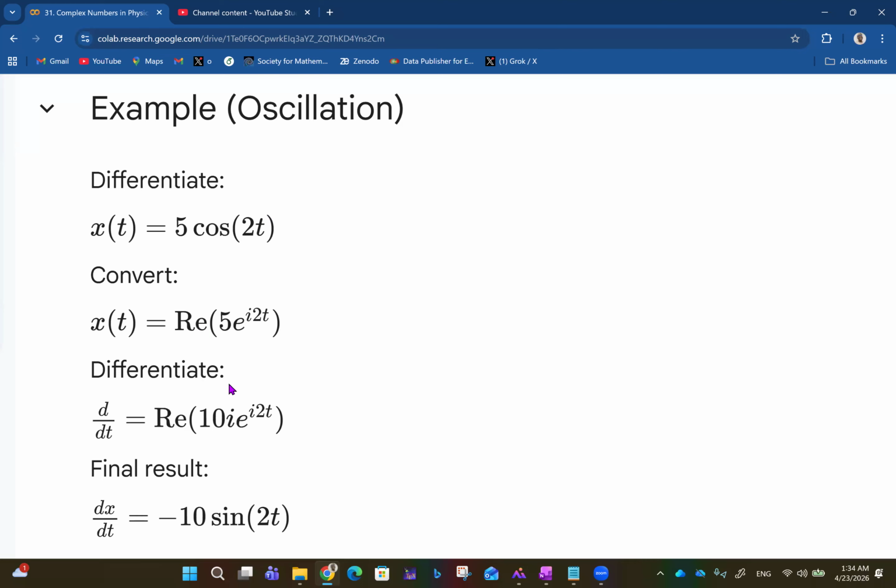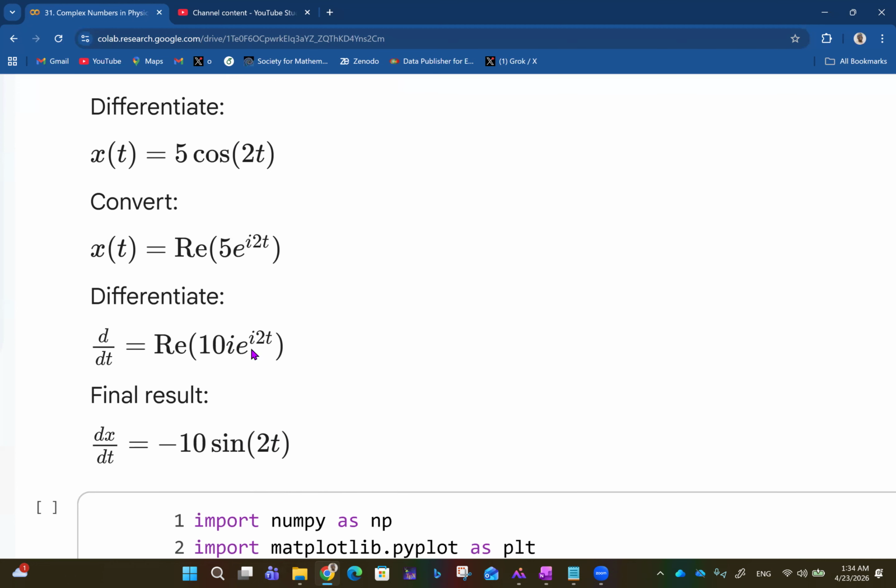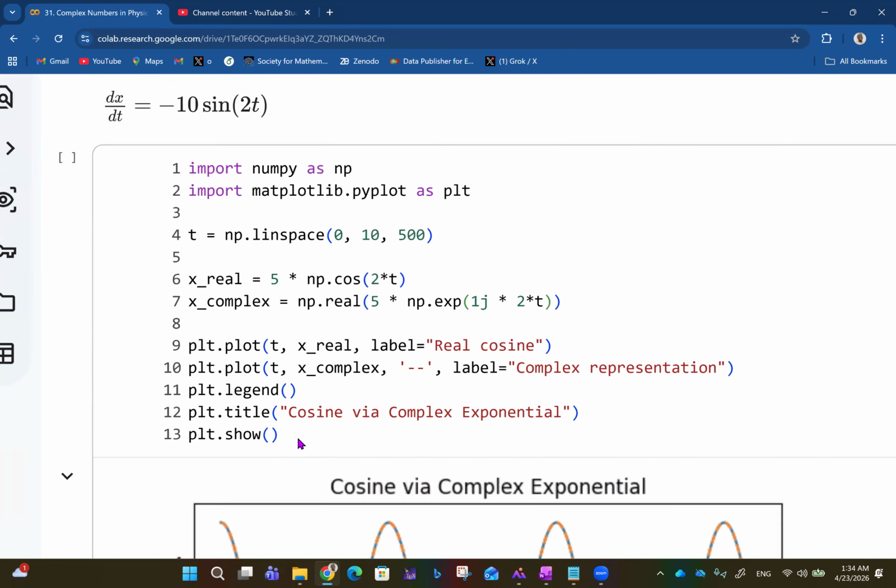Okay, so if you differentiate this now, d dt, you get 5 times I2, that's 10i, e raised to I 2t. So the final result for dx dt would then be minus 10 sine 2t, like that. Because this I outside is going to affect the cos, it will make the cos imaginary, it will make the sine real, and that's why the final result here is minus 10 sine 2t. So you differentiate that, and of course we can actually plot it.